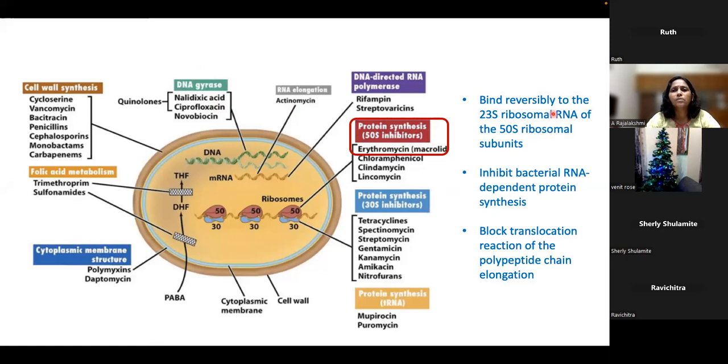So it binds reversibly to the 23S ribosomal RNA of the 50S ribosomal subunit, inhibits the bacterial RNA-dependent protein synthesis and blocks the translocation. So the elongation doesn't happen.